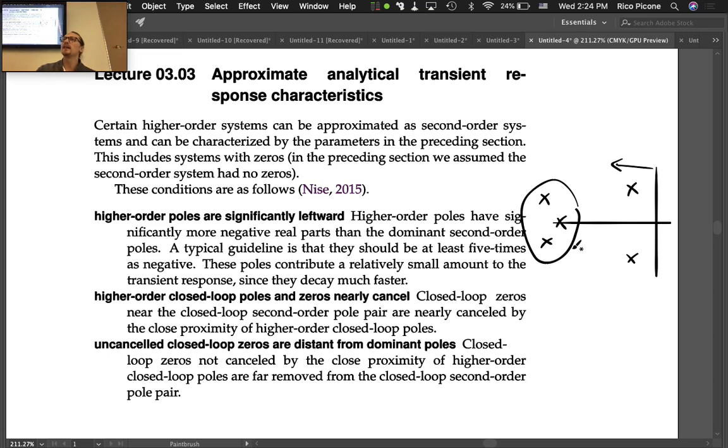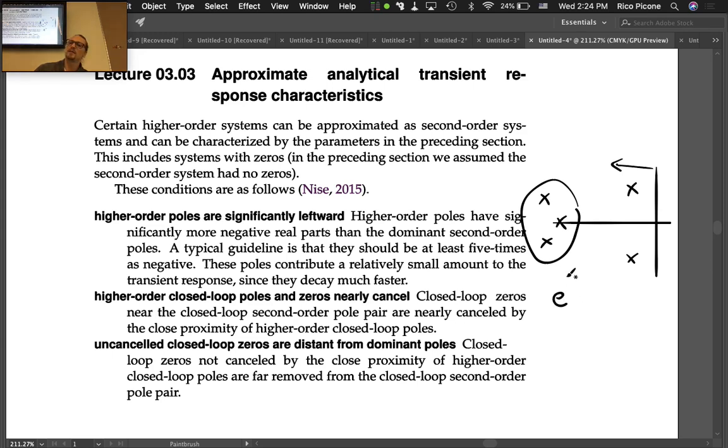Why is that the case? Why does the fact that these ones are out here mean that we can assume they're not going to have a big contribution to the transient response? Because they decay so fast? Exactly. They don't make a significant contribution.